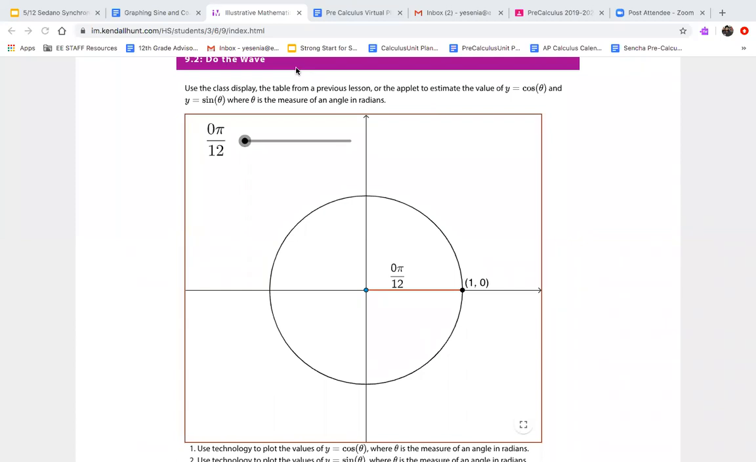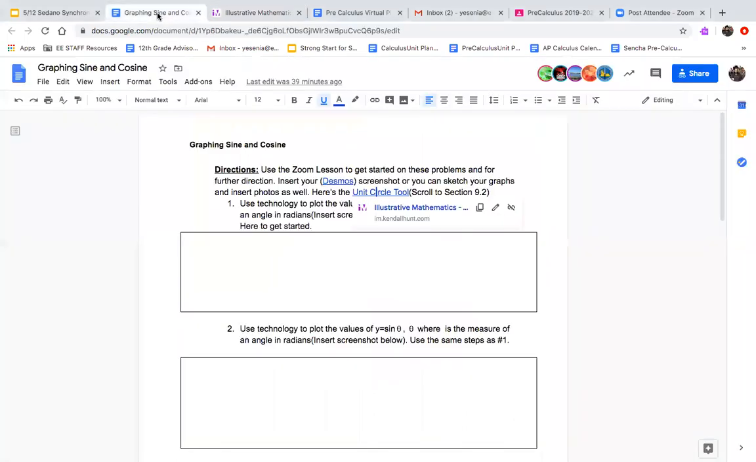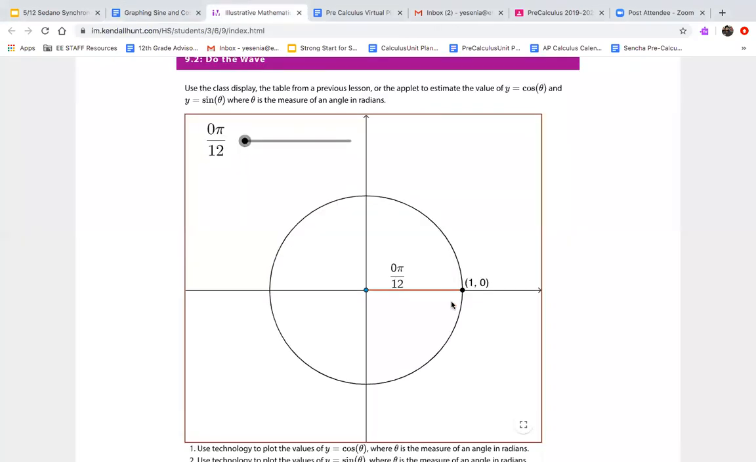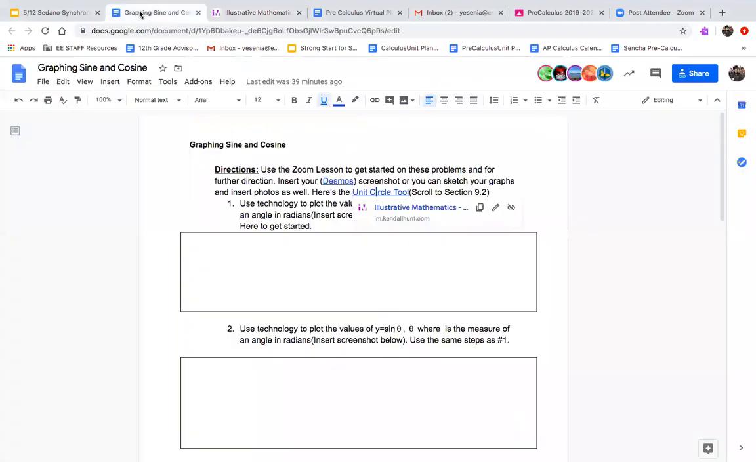Okay, welcome. So I'm just going over the tool that you'll need to use for today's assignment. It's this unit circle tool. Again, I'm going back to the assignment and I'm clicking the unit circle tool that it linked on there. So here's what's going to happen. First off, in order to use this tool, we're first going to try to graph. Let's go back to the assignment. It says, use technology to plot the values of y equals cosine theta, where theta is the measure of an angle in radians.